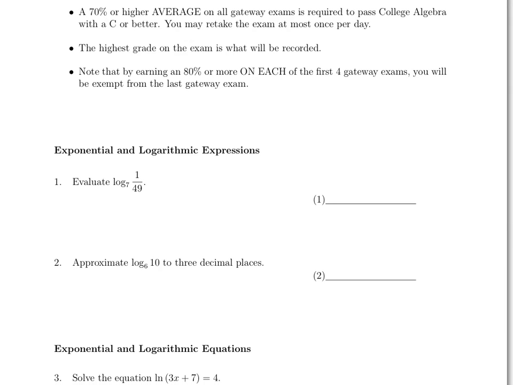We're evaluating log base 7 of 1 over 49 in our first problem. And there really are two ways to do this. You can do this as a calculator problem, or you can use your knowledge that 49 is actually a power of 7, and there should be something simpler that we can do. So let me skip that one real quick and do number 2, because number 2 will give us the calculator way that we could do the other one if we wanted to.